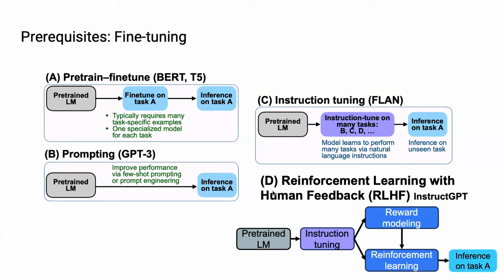And then the fourth option still tries to tackle the instruction following problem: InstructGPT, which first proposed to use reinforcement learning. In this setup, it still has the instruction tuning, and it tries to further improve the instruction fine-tuned model with a reinforcement learning framework. It also shows that it can improve the human preferred outputs with this framework.